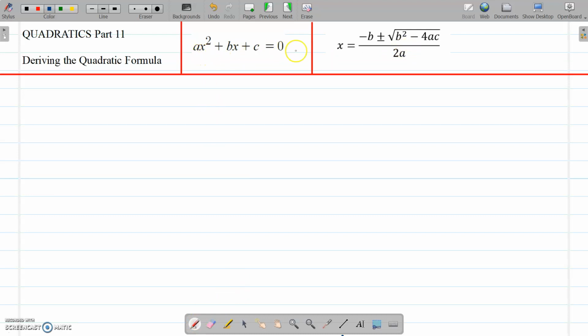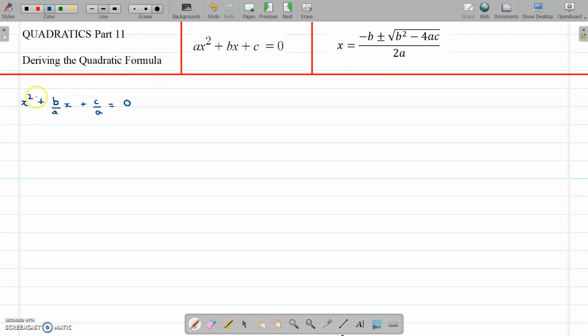So starting with the general form of the quadratic equation, I'm going to divide everything by a. So I'm going to begin with getting this x squared plus b over a times x, plus c over a equals 0 over a, if you like, but obviously 0 divided by a is just 0. That's the first step.